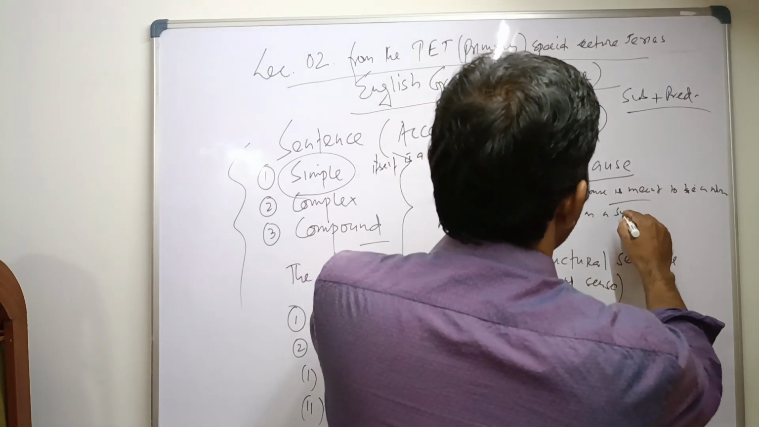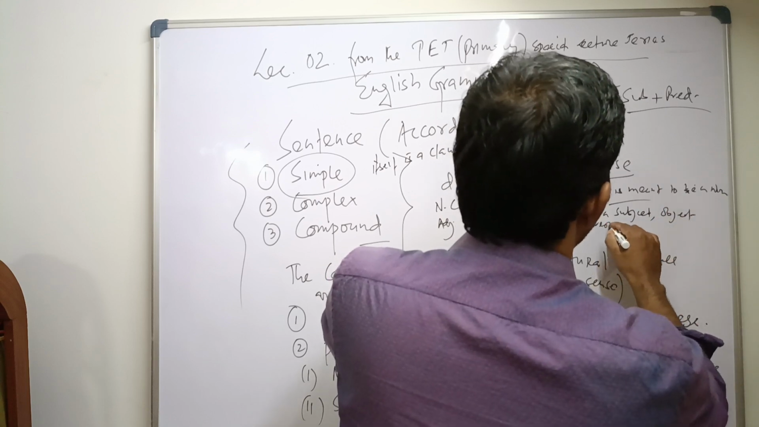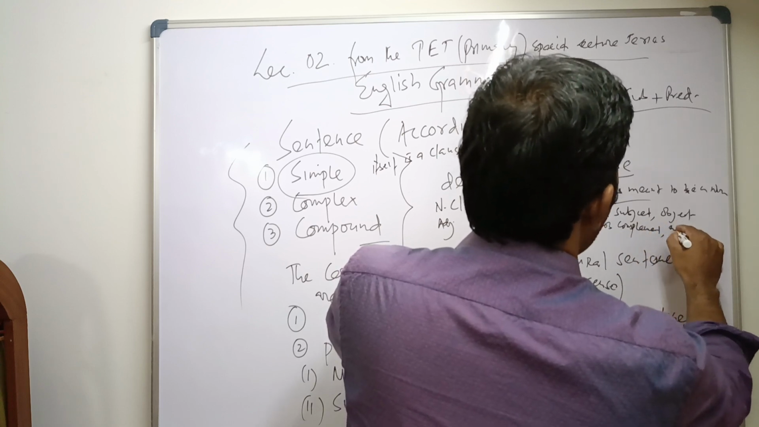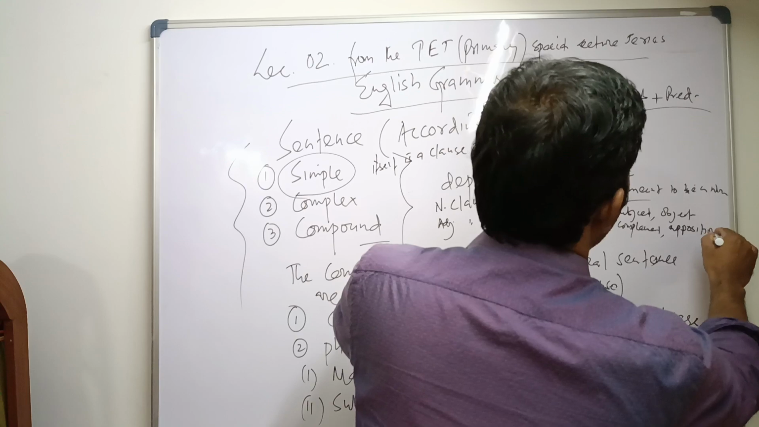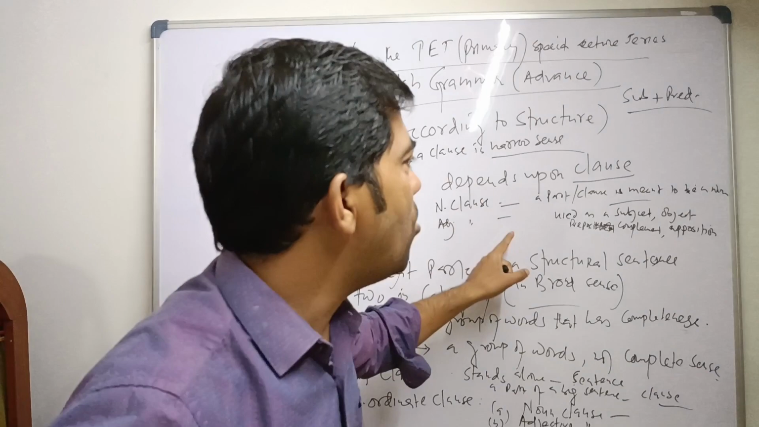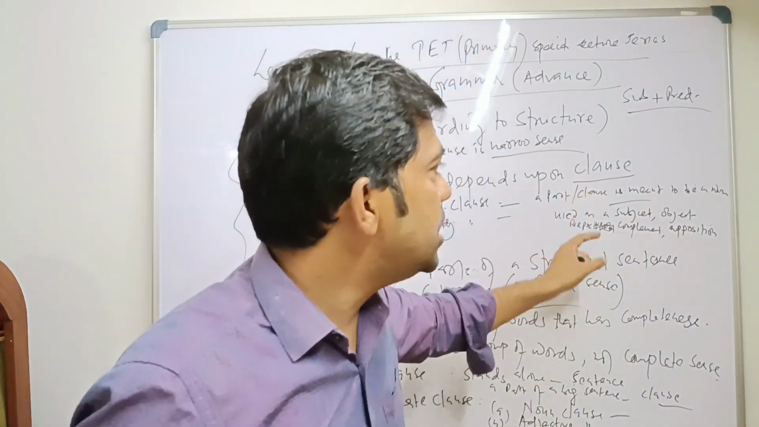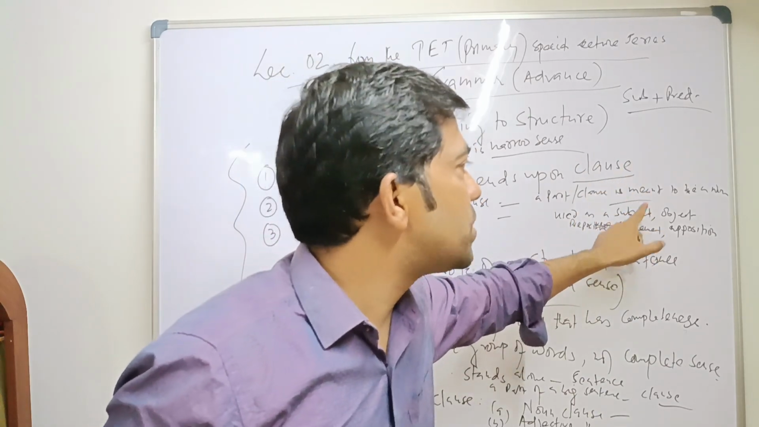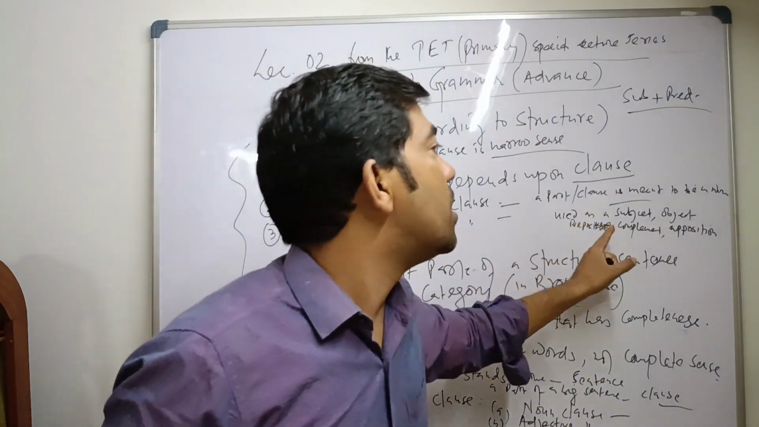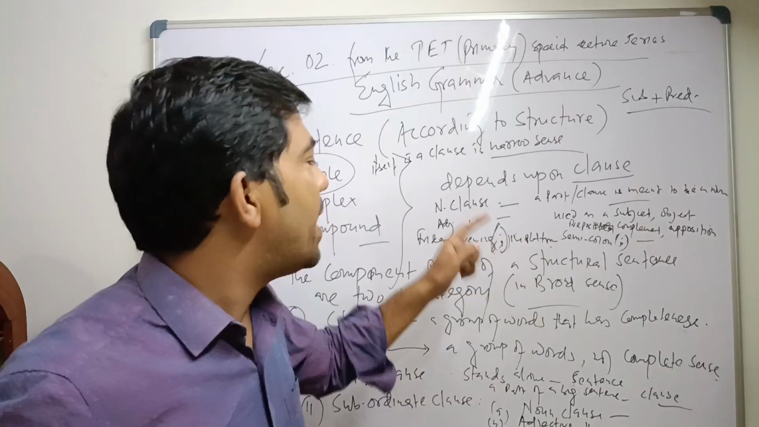So a noun clause is used as subject, object, verb complement, apposition. These are the things. When the whole part of the clause is placed in the place of the subject of a whole sentence, in the place of the object of the whole sentence, as a prepositional complement in the whole sentence, or in the place of apposition, it is a noun clause.